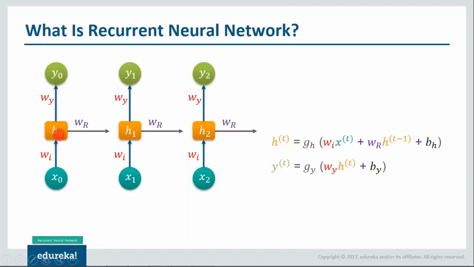to get h of 0 over here. After that, I want to calculate y0. For y0, I'll multiply h of 0 with the weight matrix Wi, add a bias to it, and pass it through a function g of y to get y0.